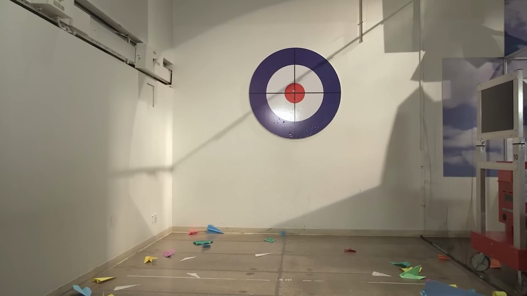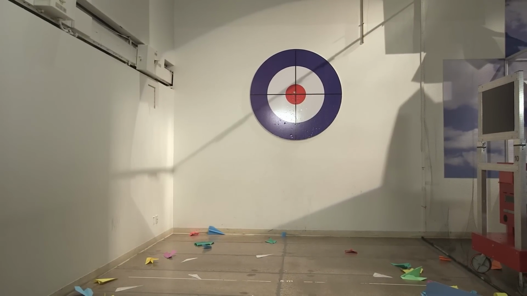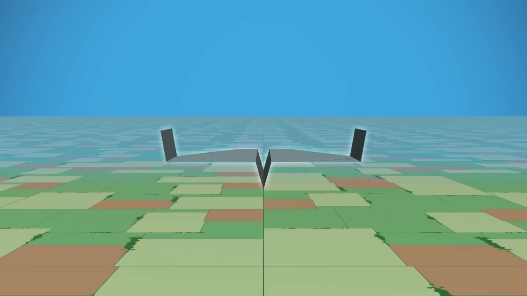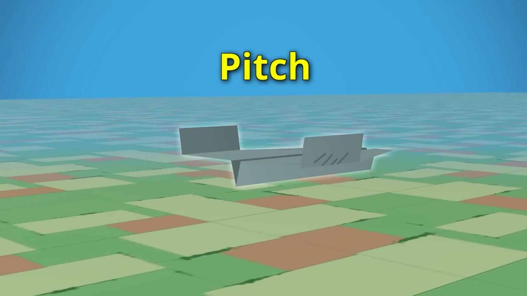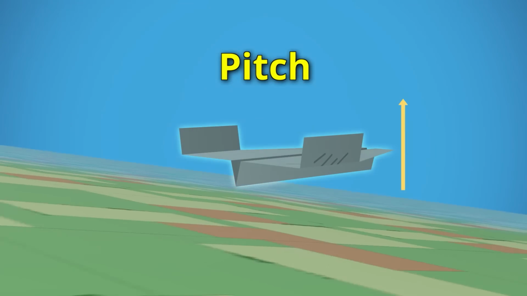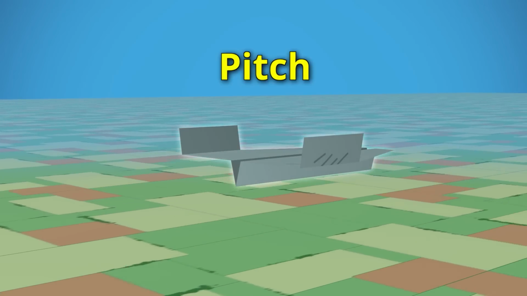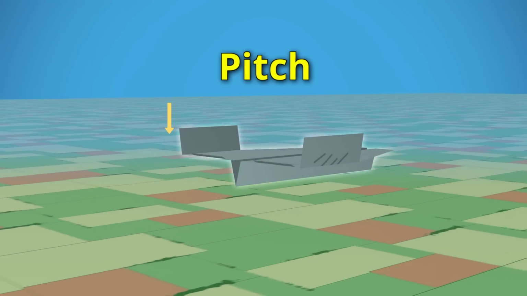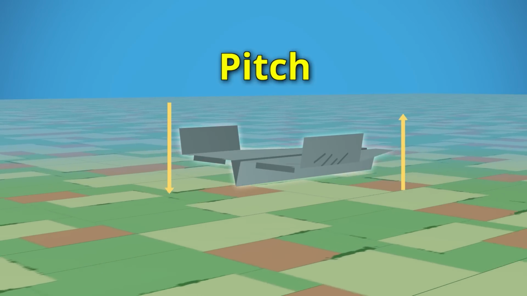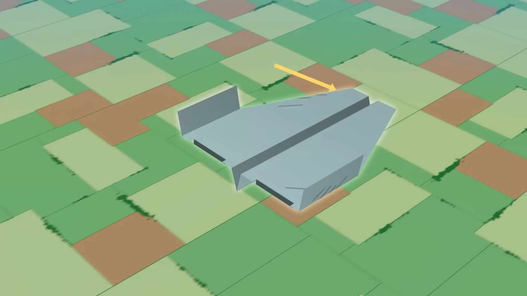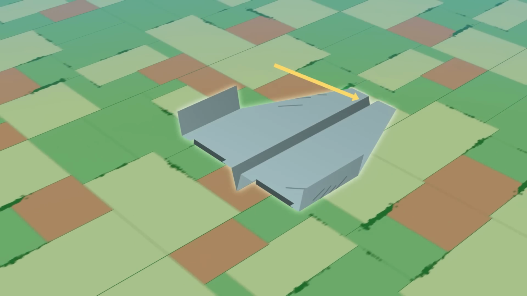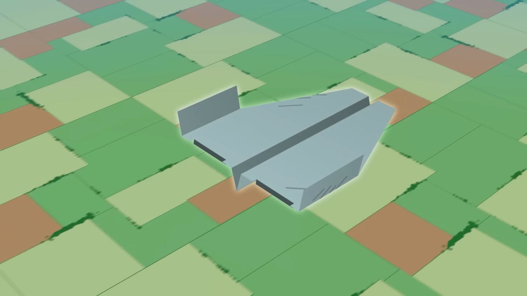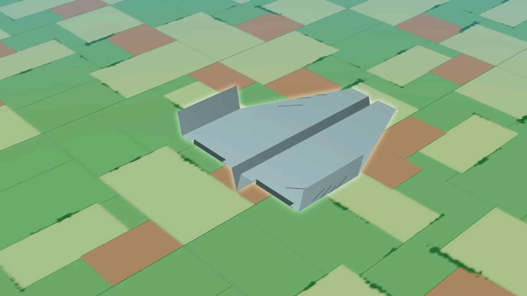What's that? Your airplane goes straight up or straight down? Sounds like you have a problem with pitch. Pitch is when your airplane moves like this or like this. To fix it, bend the ends of both wings up if you pitch down, or down if you pitch up. Adding a weight to the nose also helps if you've got a problem with high pitch. Great, your turn.